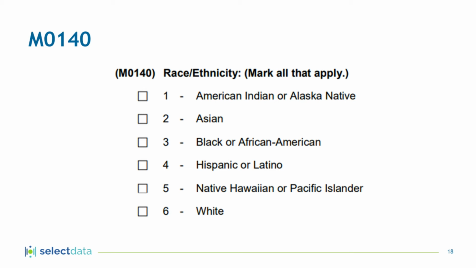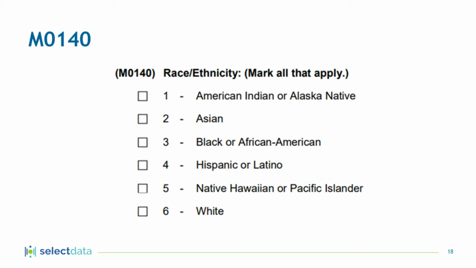Response 3, Black or African American. A person having origins in any of the black racial groups of Africa. Terms such as Haitian or Negro can be used in addition to Black or African American. Response 4, Hispanic or Latino. A person of Cuban, Mexican, Puerto Rican, South or Central American, or other Spanish culture or origin, regardless of race. The term Spanish origin can be used in addition to Hispanic or Latino.